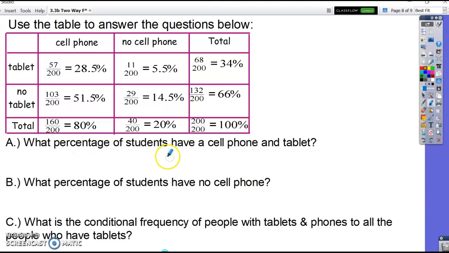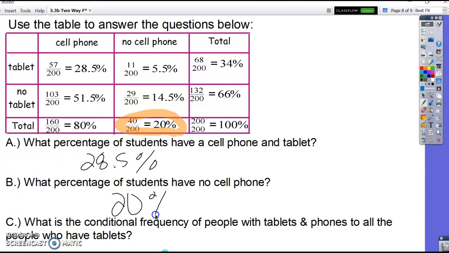So letter A, what percentage of students have a cell phone and a tablet? Well, here's where our tablet and our cell phone meet, and it looks like that percent is 28.5. So we're going to say that 28.5% of students have a cell phone and a tablet. Letter B, what percentage of students have no cell phone? Well, again, here we're looking at the column that has no cell phone, and that's 20% of students who do not have a cell phone. 20%.